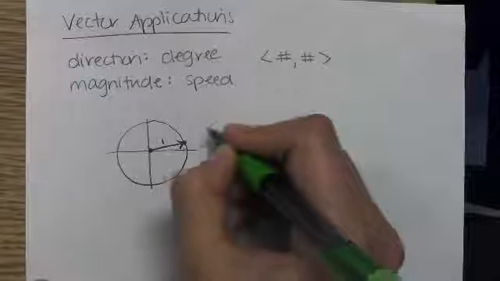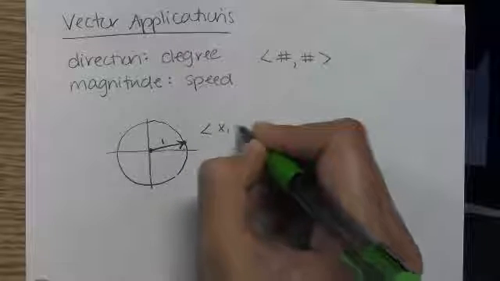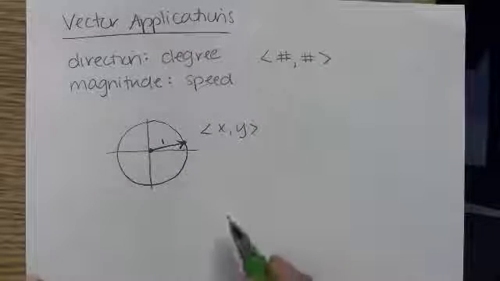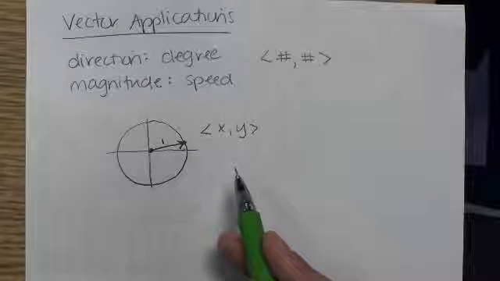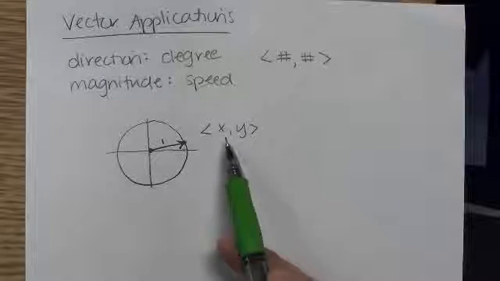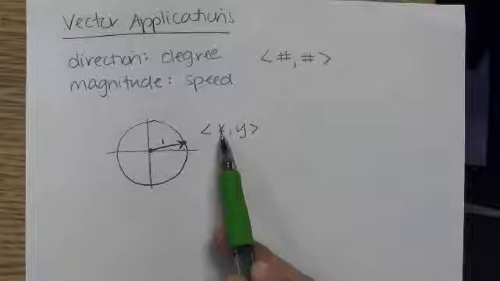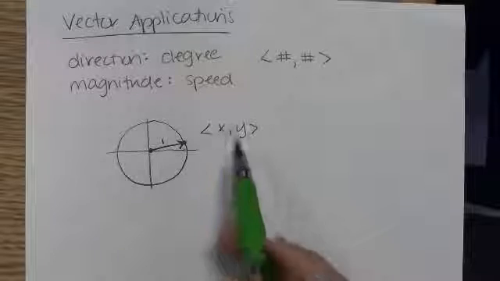Over x amount, up y amount. So I can say that my component form is x comma y. But in the past, we've talked about our x's and y's in terms of sine and cosine and tangent and all of that. So how could I rewrite x in terms of sine or cosine or tangent? Do you guys remember which one corresponded to x?